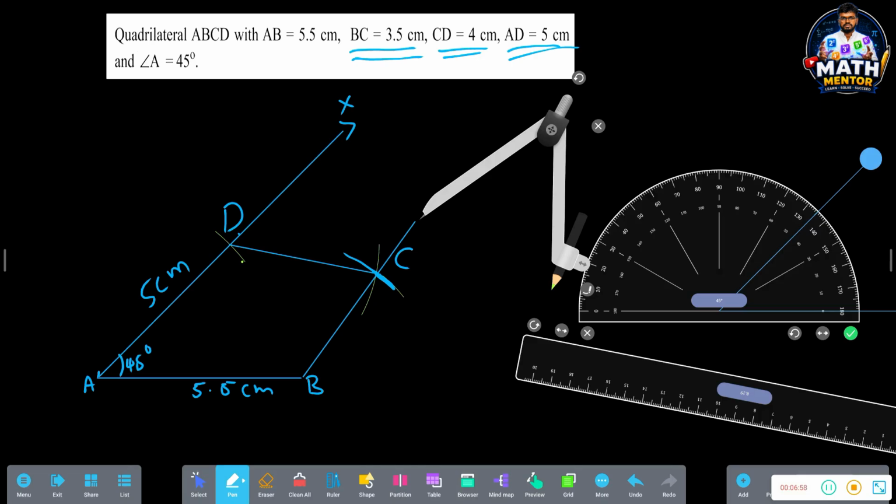So this is how we can draw a quadrilateral with given measurements of 4 sides and 1 angle. Hope you understood. For this we have to write the construction steps also.